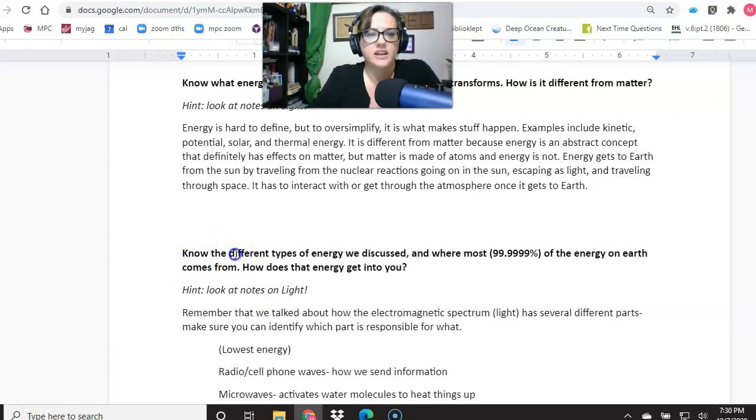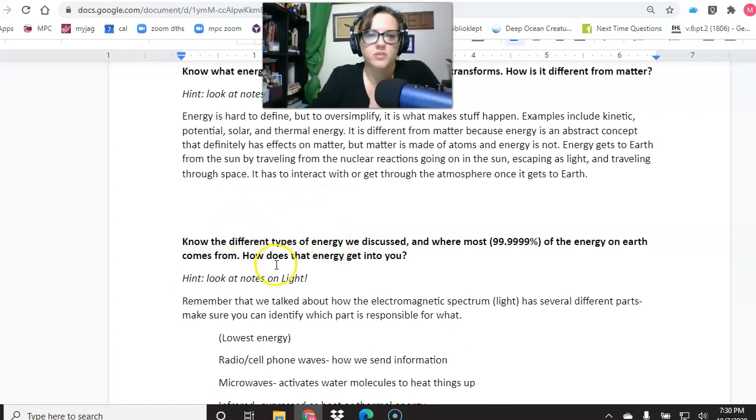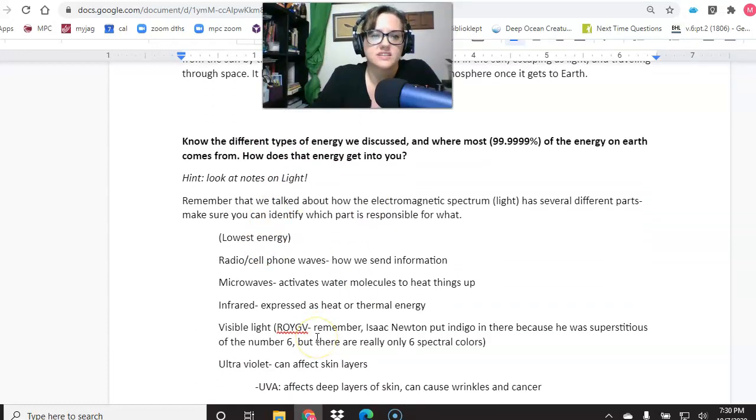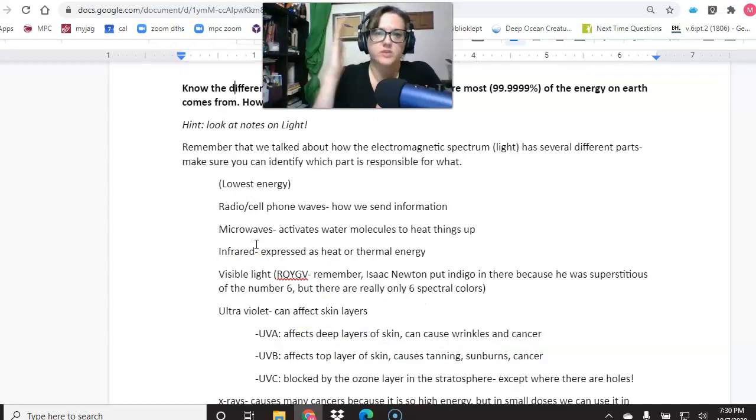Okay, so we gave energy. We talked about the thermal, the solar, etc. But remember, we also broke down the parts of light into this spectrum. We drew it as a straight line across, where we started with lowest energy on one side and we had highest energy on the other side, but I wrote it as a list here. Okay, so make sure you know which part does what, okay?